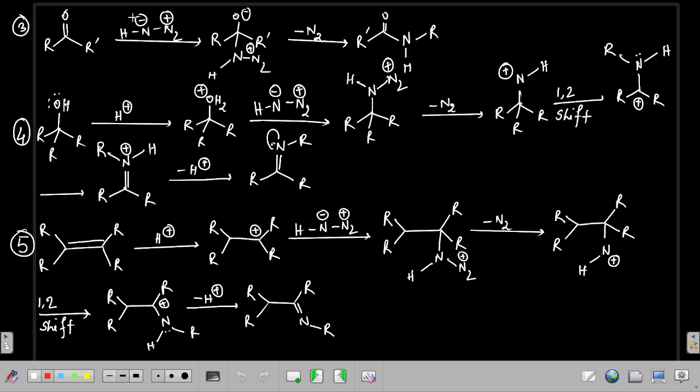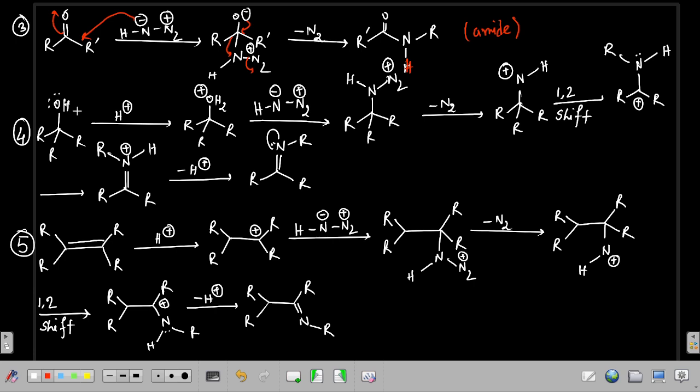Next, in case of ketone, it will attack on the carbonyl carbon, and it leads to the formation of this intermediate. Next, this minus will come back, and there will be shifting of this alkyl group from carbon to nitrogen, and it leads to the removal of this nitrogen. So it leads to the formation of this amide.